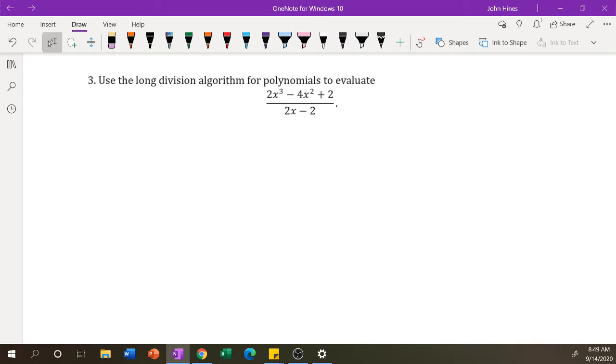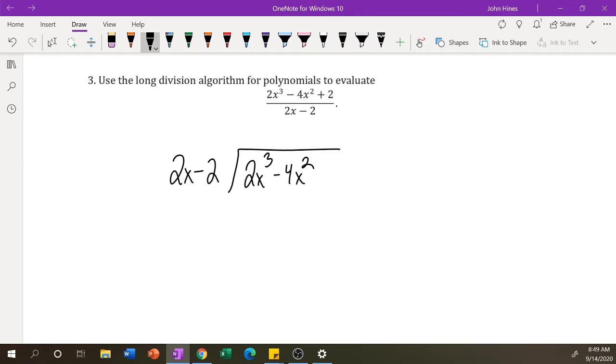Use the long division algorithm for polynomials to evaluate this expression. So we are dividing by 2x minus 2. And what am I dividing? I'm dividing 2x to the third minus 4x squared. Hopefully, warning, hopefully your warning light's going off because I'm missing an x term. I have 0 x's. I need a placeholder put in there because I don't have any x's in that expression. So now I'm going to add my plus 2.